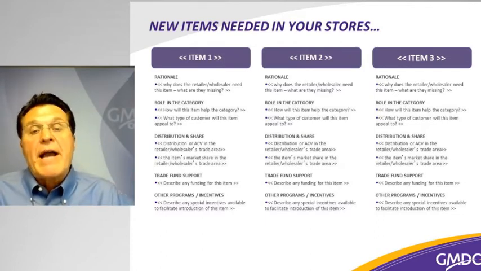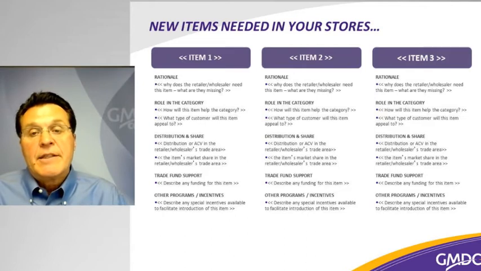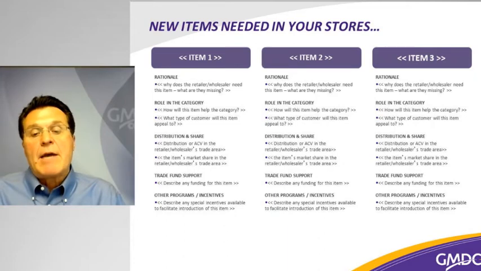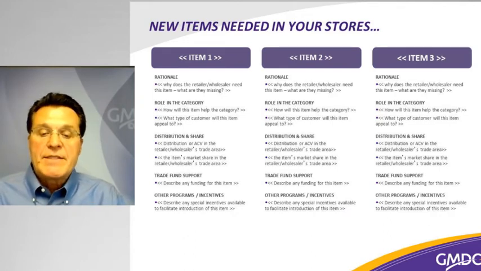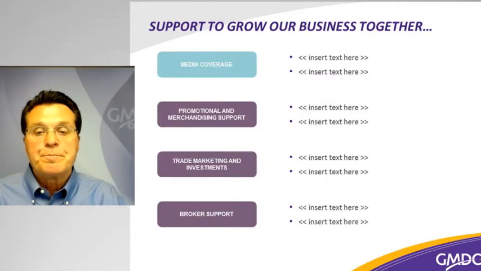You can provide any background information regarding what its distribution or share is currently outside of that retailer, that maybe they're missing that opportunity, that it is selling well in other stores or types of stores like that retailer. And then any type of support that you'll be providing for that product, either from a trade funding standpoint, incentives, or other programs that you may have to offer to that retailer.